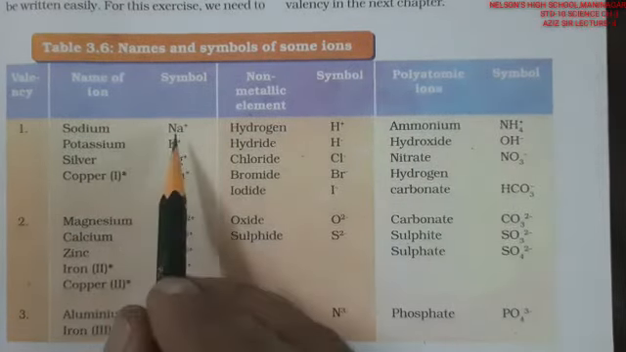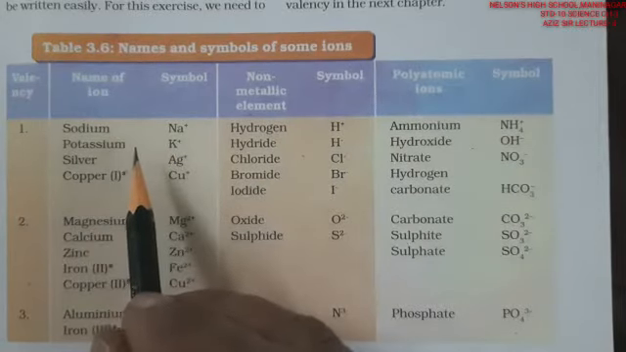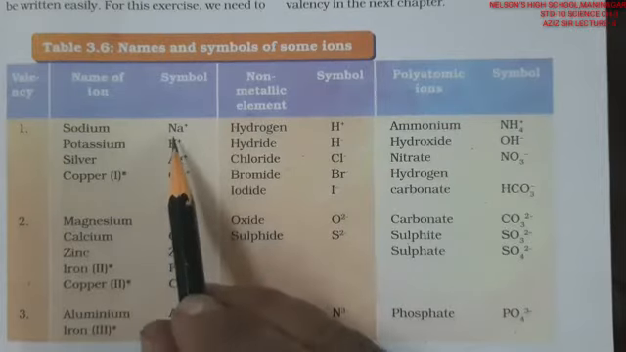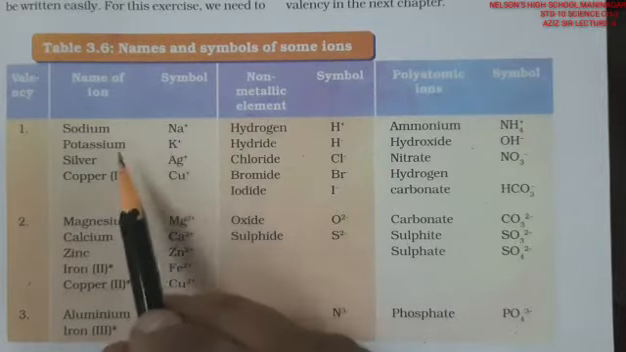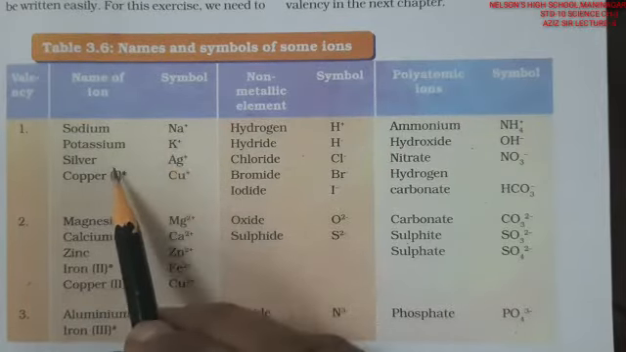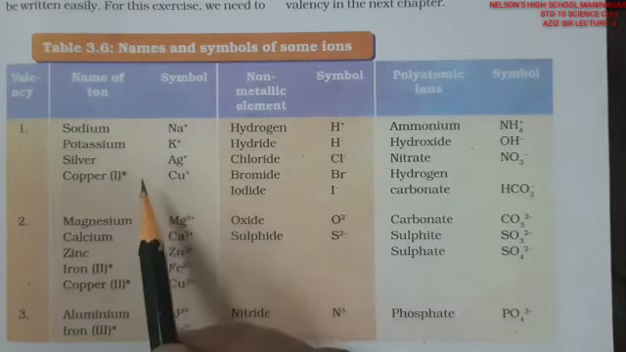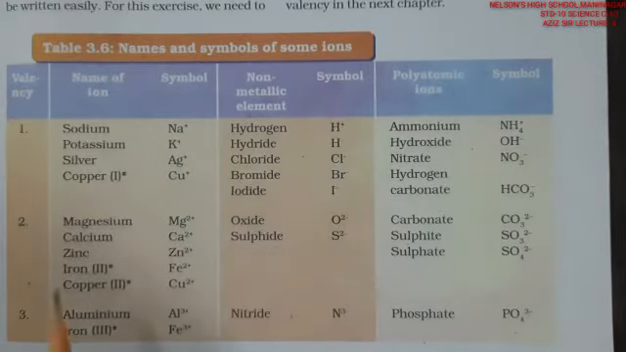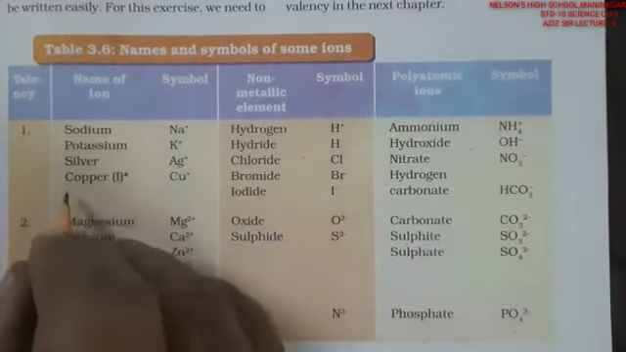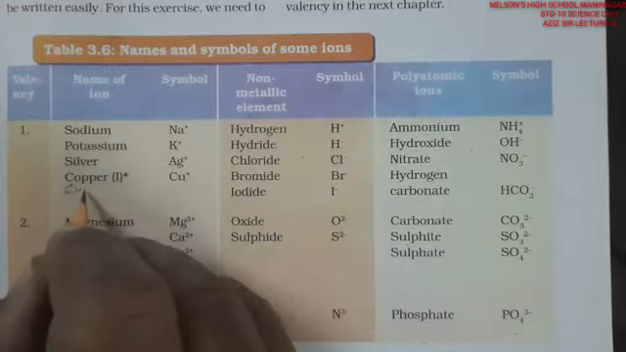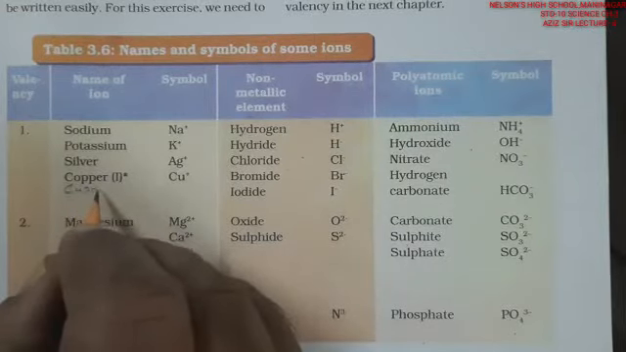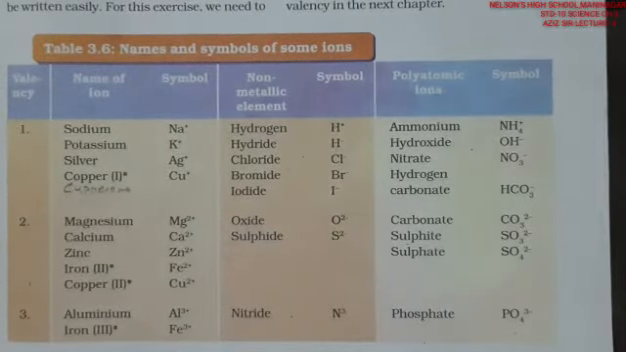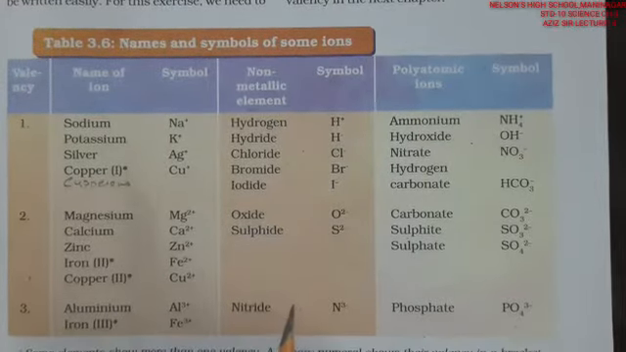Like Na is having a valency of +1. So the atoms which are having +1 valency are sodium, symbolized as Na+, potassium as K+, silver as Ag+, and copper 1, which is known as cuprous, Cu+, sorry.